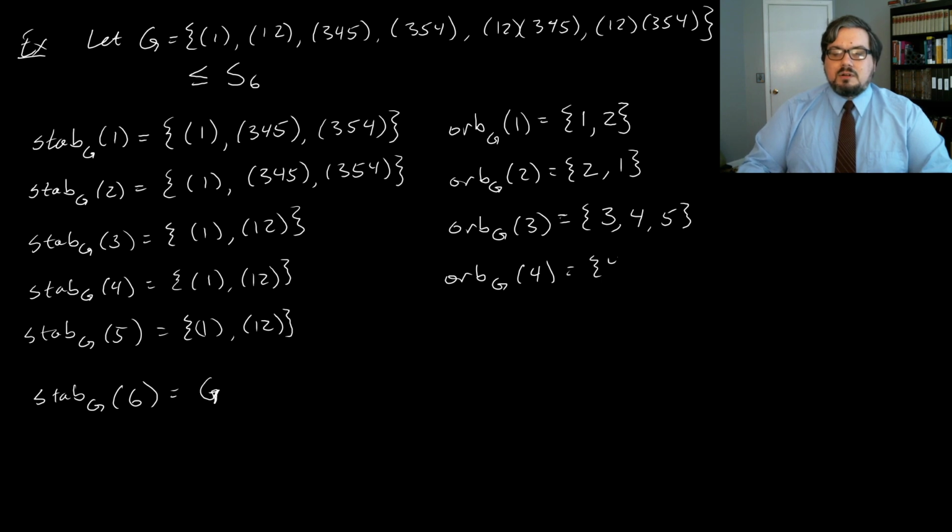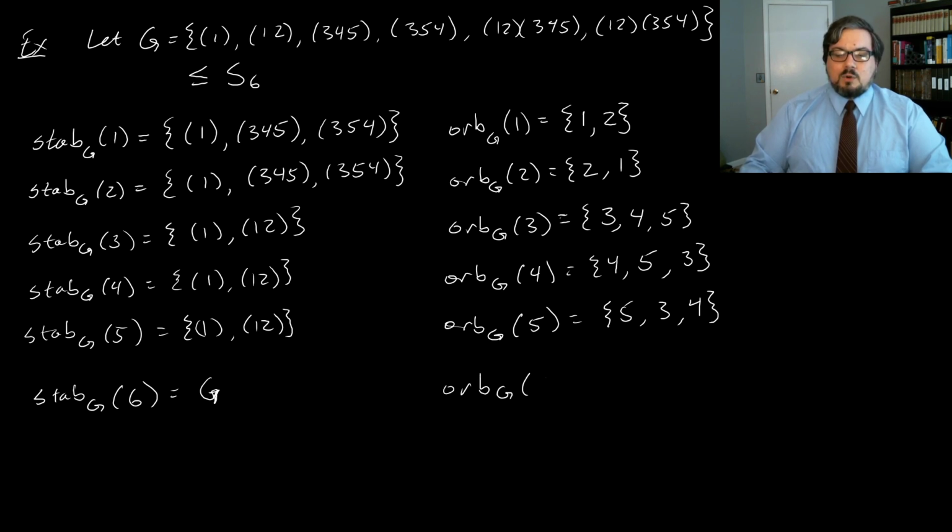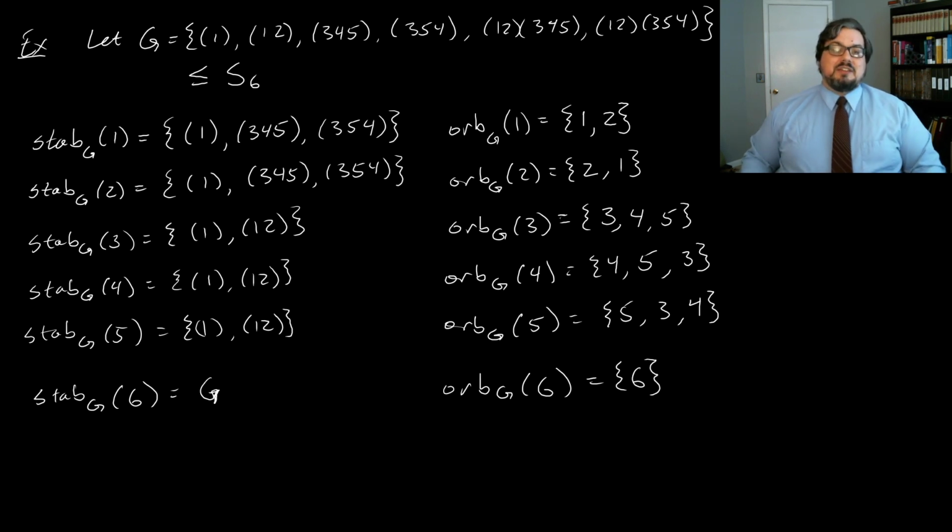The orbit of 4: the identity sends 4 to 4, the cycle (3 4 5) sends 4 to 5, and the cycle (3 5 4) sends 4 to 3. The orbit of 5 gets sent to 5 by the identity, 3 by one of the cycles, and 4 by another of the cycles, and those are the only places 5 gets to go. And the orbit of 6 is just 6. All of the permutations in G don't do anything to 6, and so 6 only gets sent to 6. It has a small orbit of just itself.